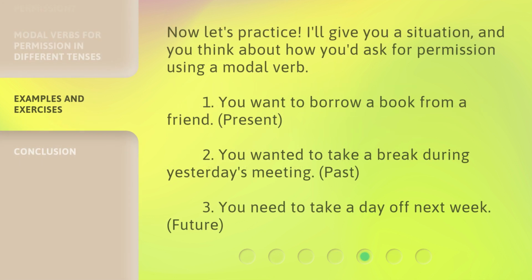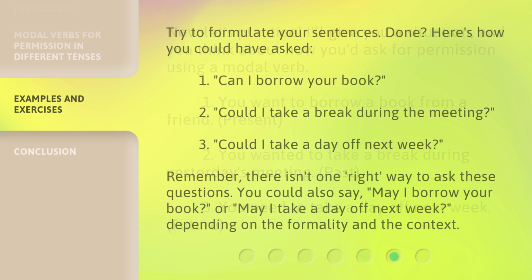Now let's practice. I'll give you a situation, and you think about how you'd ask for permission using a modal verb. 1. You want to borrow a book from a friend. Present. 2. You wanted to take a break during yesterday's meeting. Past. 3. You need to take a day off next week. Future. Try to formulate your sentences. Done? Here's how you could have asked.